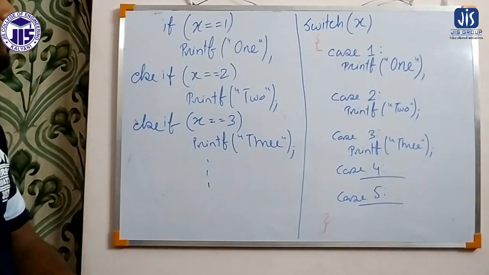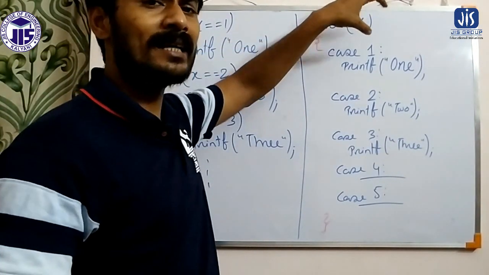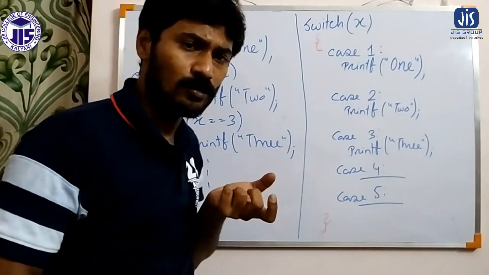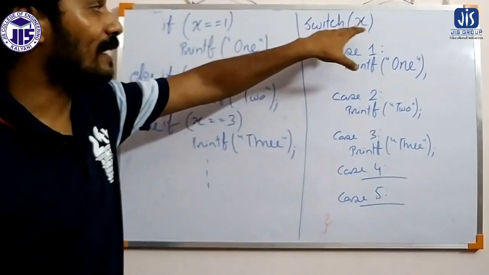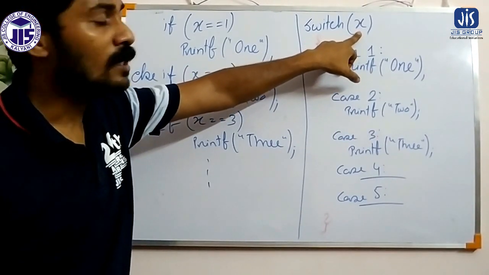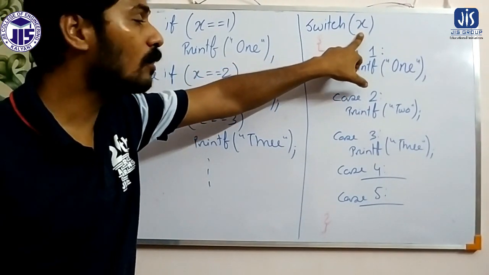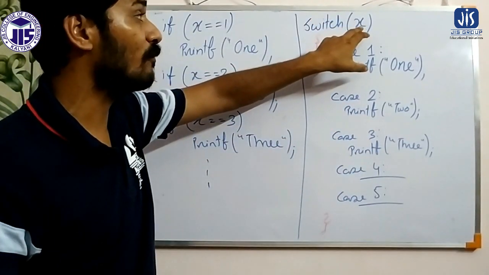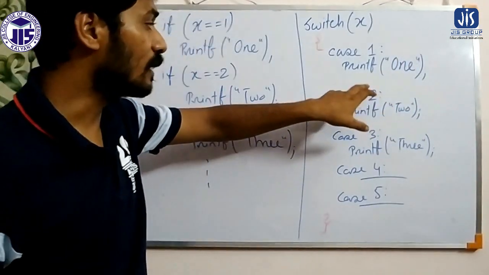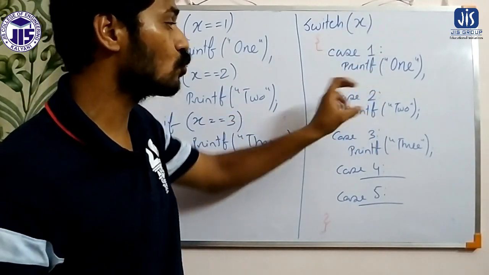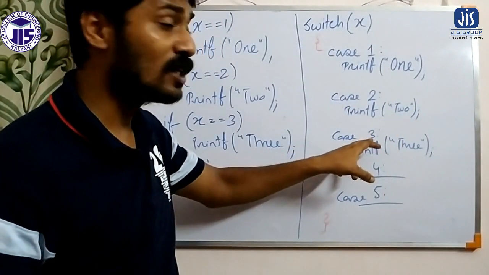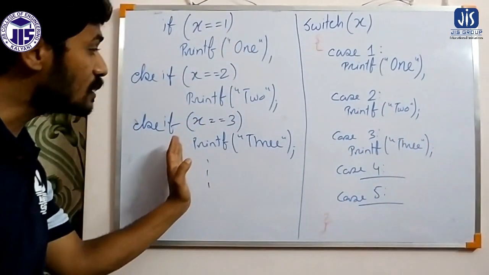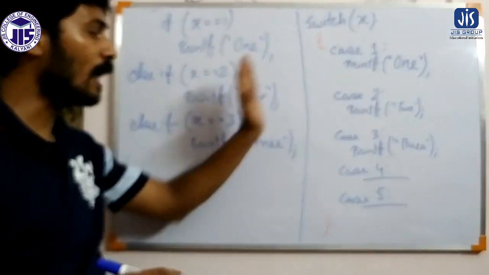So what is x? X is the variable depending on which we are going to decide which case will be executed. That is the variable we have to mention here, correctly. Then for all the cases: if case 1, that means if the variable value is 1, what will happen? Case 2 represents if the variable value is 2, then what we have to execute. Case 3 represents if the variable value is 3. This is similar to the else if statement.